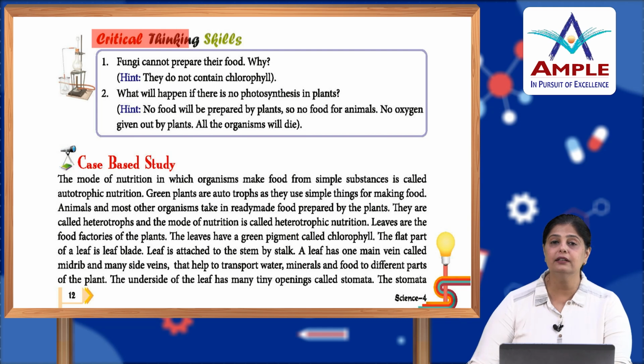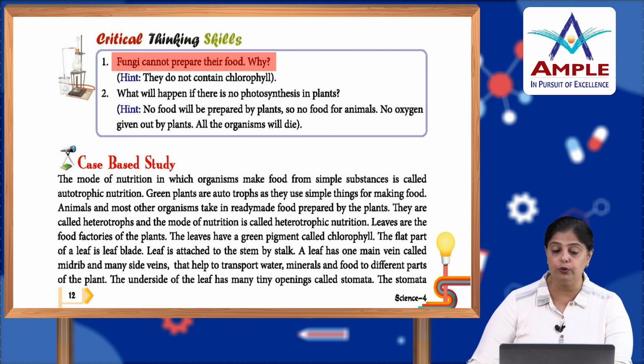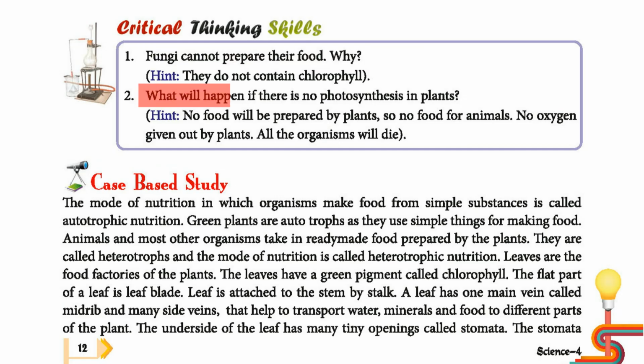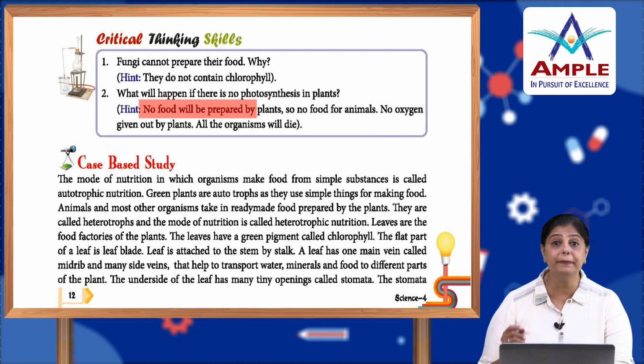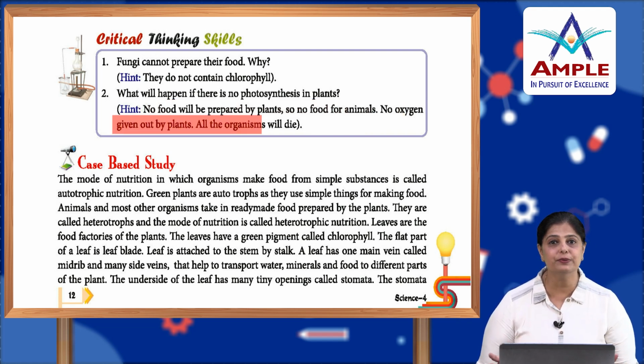Now, critical thinking skills. Fungi cannot prepare their food. Why? Because you need a substance which is called chlorophyll, and there is no chlorophyll present in fungi. What will happen if there is no photosynthesis in plants? No food will be prepared. So, no food for animals and no oxygen given out by plants. So, all organisms will eventually die because we need food for our survival.